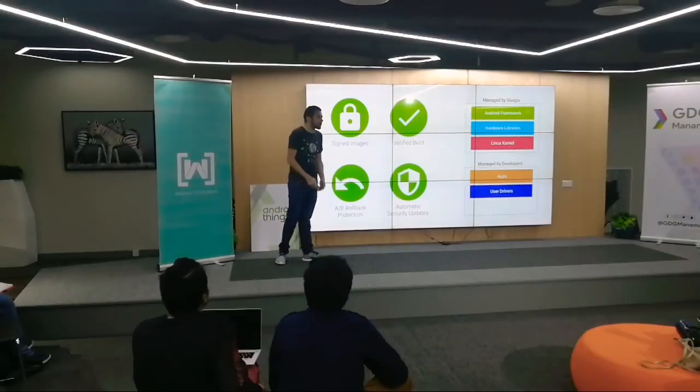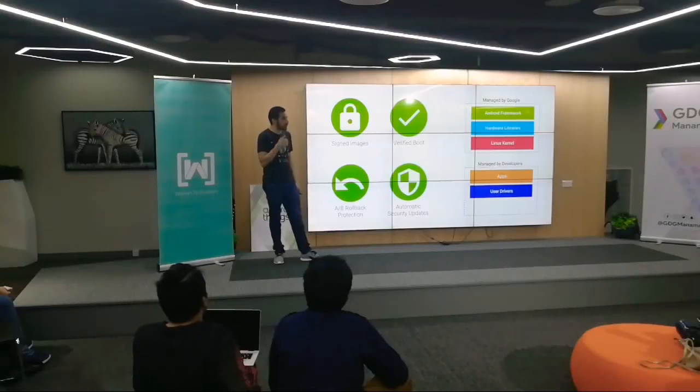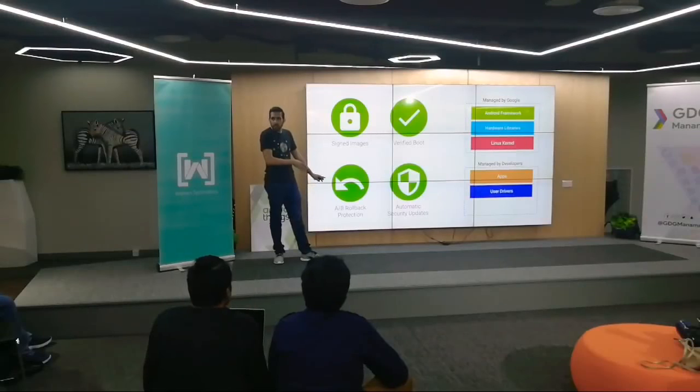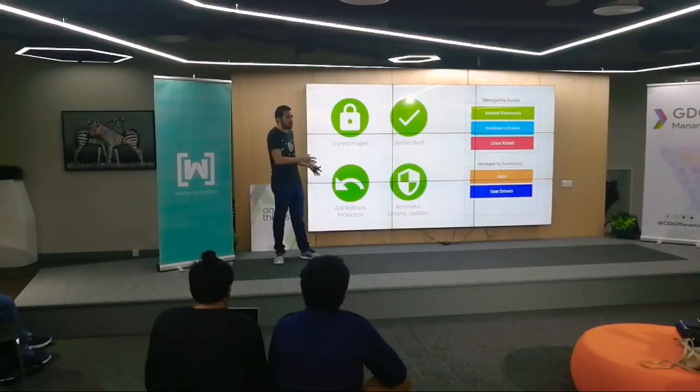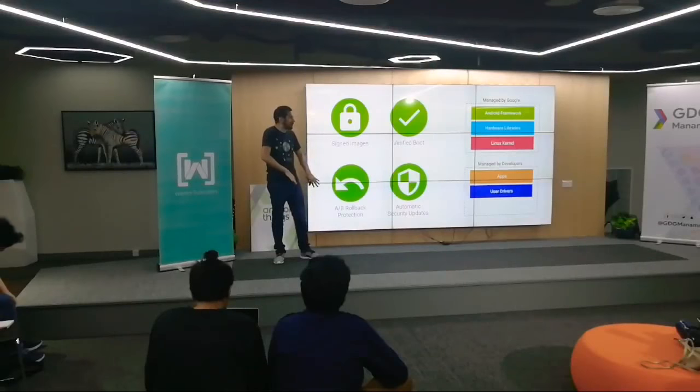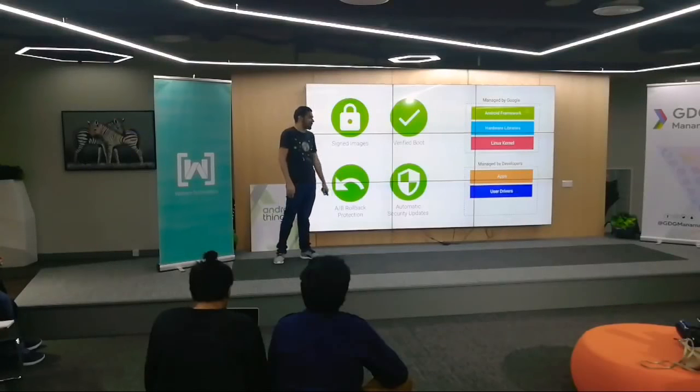Automatic security updates, so you don't need to push the security updates on your own every time. It's pushed automatically to all the devices, so you don't have to worry about the security update. So basically, Android Things is trying to make you develop your app or software on the IoT device as much as possible and manage as little as possible when it comes to things like security and pushing updates.